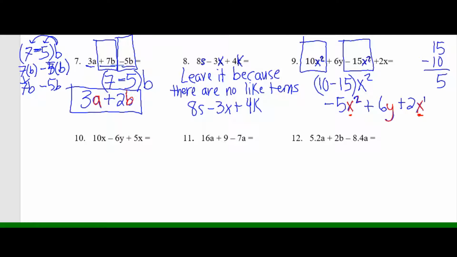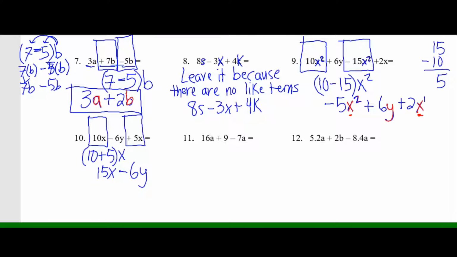The next one, we have 10x plus 5x, which is 15x. But let's factor out the x. So we have 10 plus 5, and we're factoring out the x. This is equivalent by the distributive property. Now we can combine 10 plus 5, which is 15 times x, and I'm just going to write 15 times x. Then I'm going to bring down the minus 6 times y, and I'm going to leave this because 15 times x and 6 times y are not like terms because the variables are different.